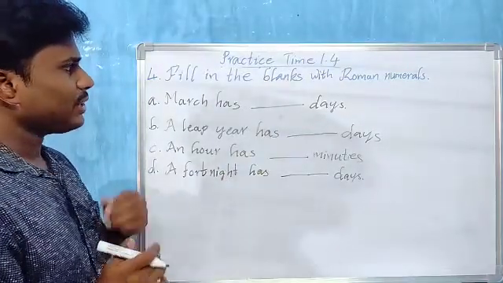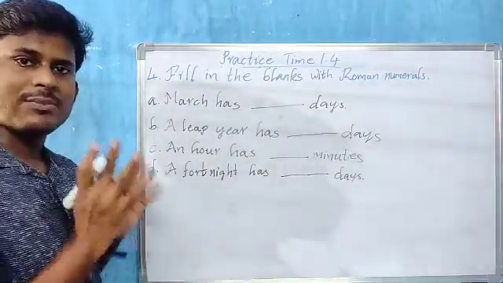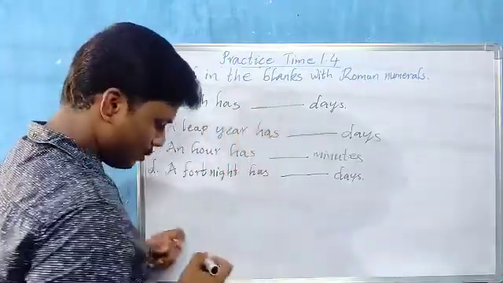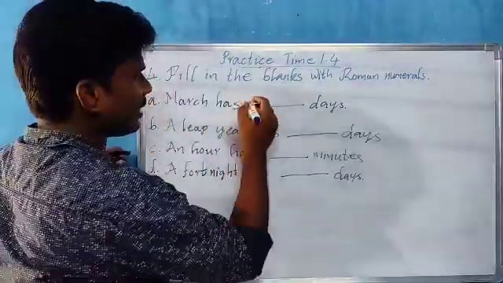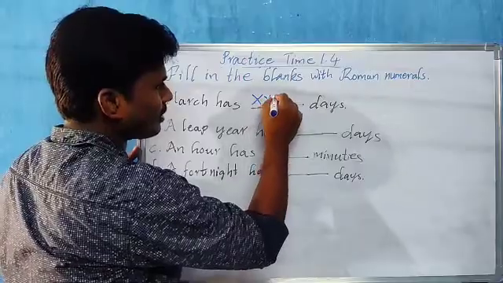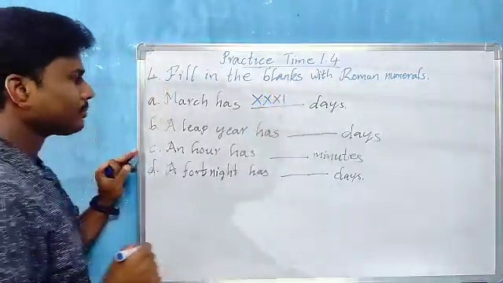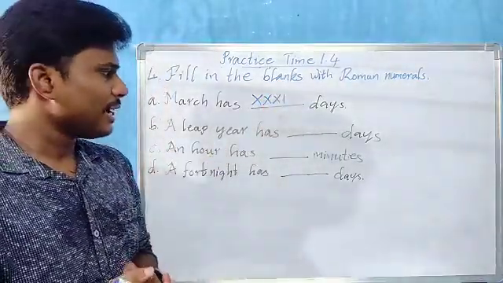31 days. So 31 means what, children? 30 symbol is XXX. So 30 symbol is XXX, and 1 symbol is I. Leap year has dash days.